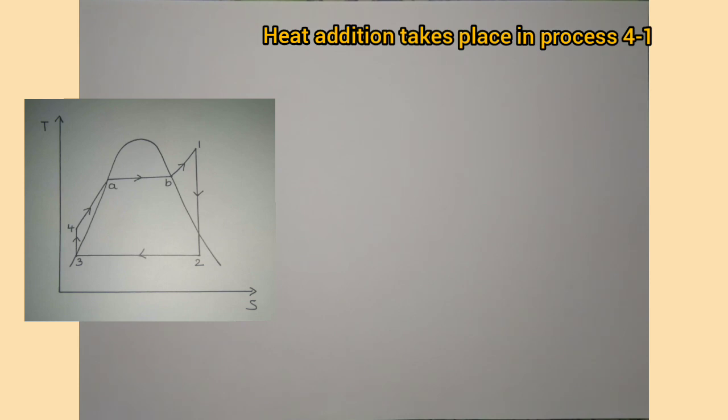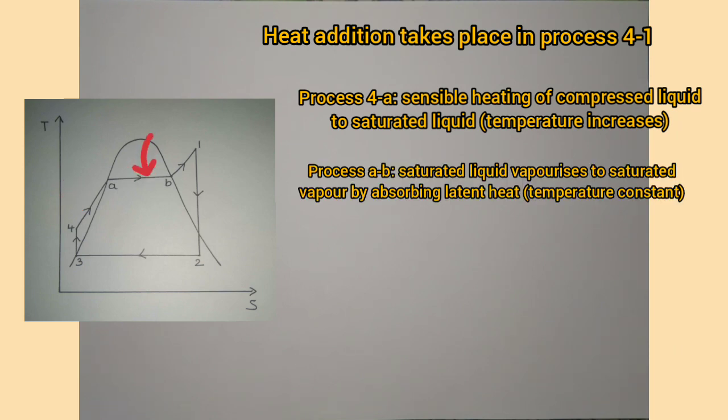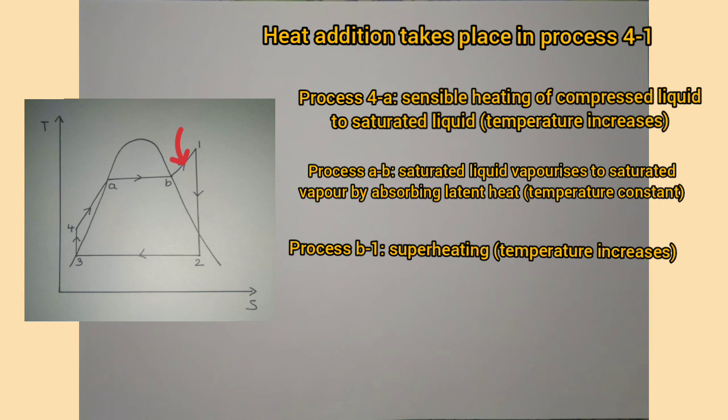In this cycle, heat addition takes place in process 4 to 1. I divided that process into three parts: 4A, AB and B1. Process 4A is sensible heating of compressed liquid to saturated liquid at a constant pressure. Here temperature increases. Process AB is latent heating where saturated liquid vaporizes to saturated vapor at a constant temperature and pressure. Process B1 is superheating of saturated vapor at a constant pressure. Here, temperature of steam increases.